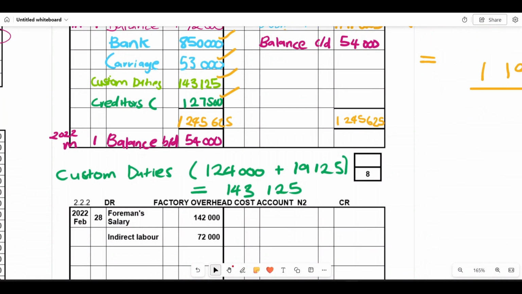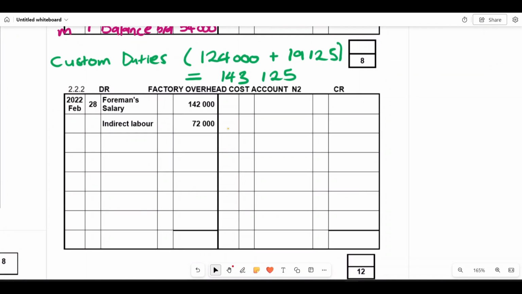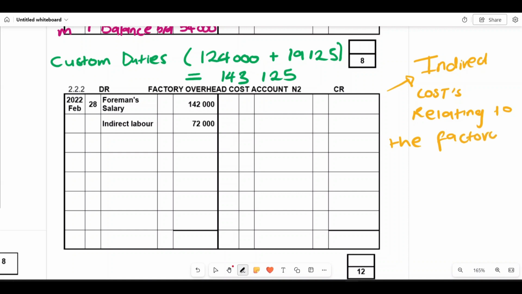Now, the second account they want us to prepare is our factory overhead. Now, what do we recognize in this factory overhead account? Basically, here, it's important for you to know that you're going to recognize indirect costs, right, relating to the factory. So all your indirect costs relating to your factory, right, costs such as rent for the factory, water and electricity for the factory, factory foreman salary, indirect labor, you classify them in this account. And to be specific, on the debit side.